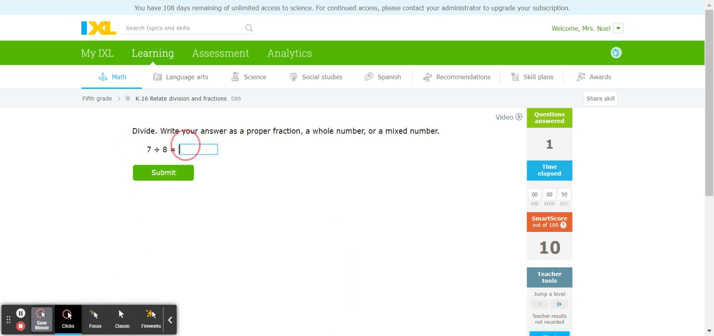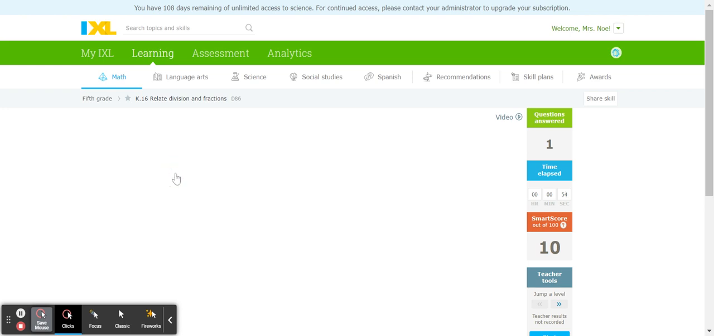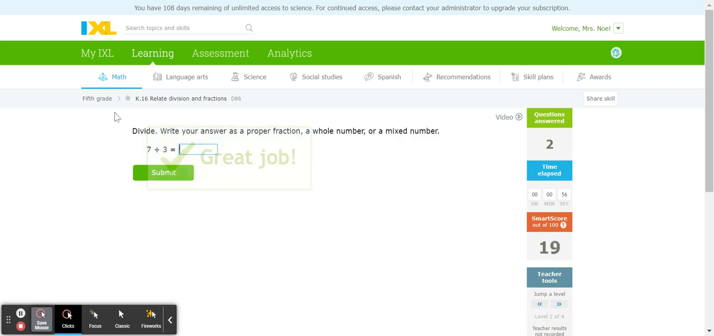7 divided by 8. All right, 7 divided by 8. All right, are we good with that? 7 divided by 3. Okay, this is where we have trouble, because 7 divided by 3 needs to be made into a proper fraction, a whole number, or a mixed number.